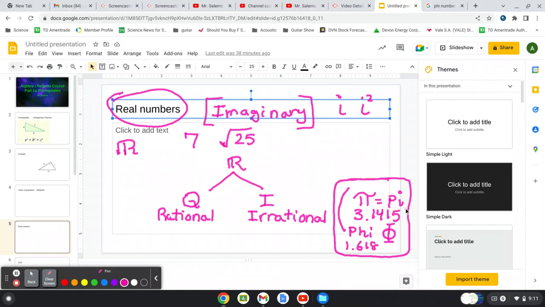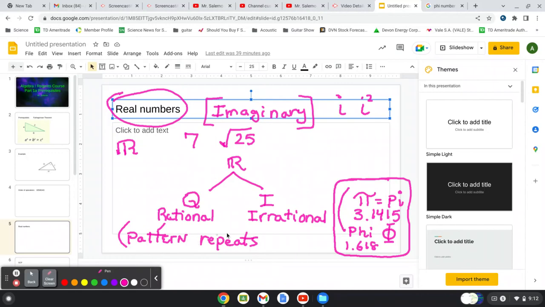So, for example, pi just keeps going. The numbers just keep going and there's no pattern to it. Whereas rational numbers, there will be a pattern that repeats. Again, it's very important that in rational numbers, the pattern repeats.